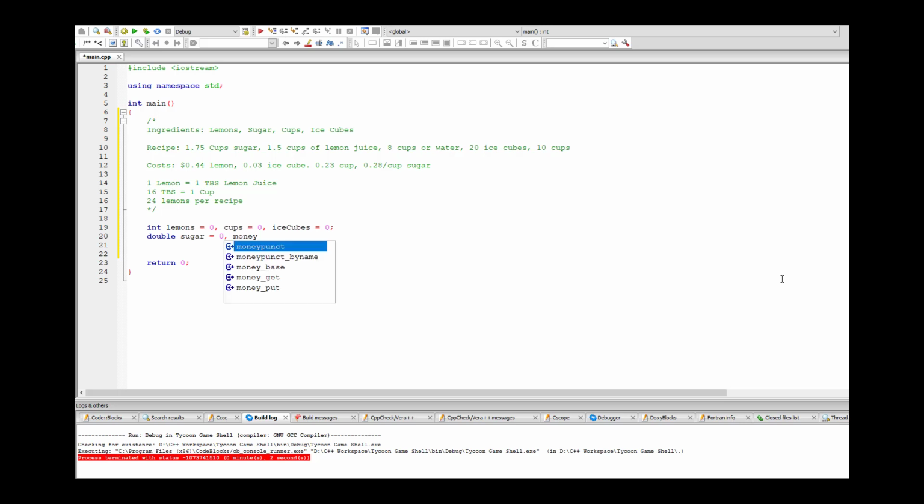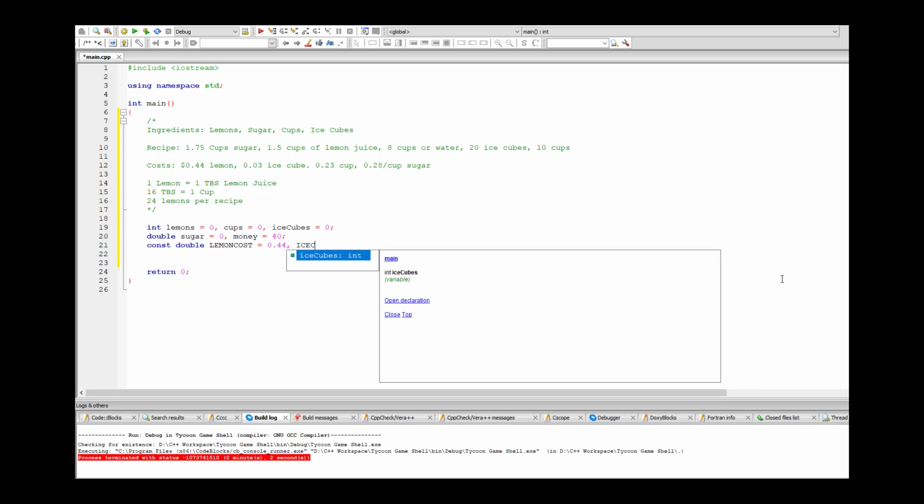Now, here's the thing. How much money should you start with? Maybe something like $40. All right, so we got something like that. Then we're also going to have to set the prices of things. So we can say constant double lemon cost is equal to 0.44. Ice cube cost is equal to 0.03.